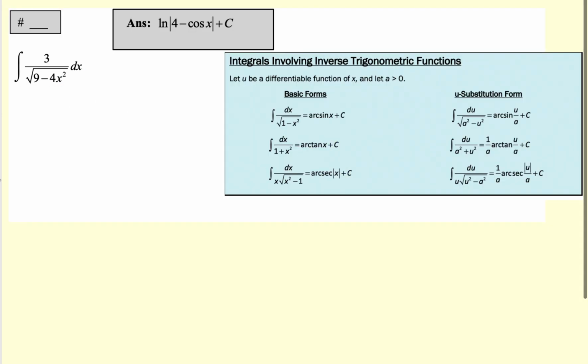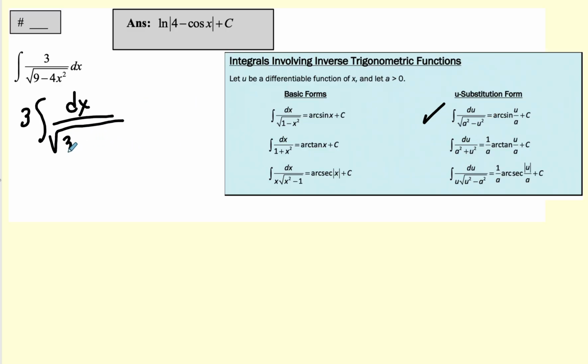Okay, your last hint is going to be this one, and this comes from our inverse trig formulas. It's a lot like this one right here. Okay, so I want to make it look a lot like that. So first order of business, I am going to pull the 3 out, and I am going to have dx up here over root. I'm going to make it look like a squared minus a squared. So this is 3 squared minus 2x squared. So I want to make it look like that.